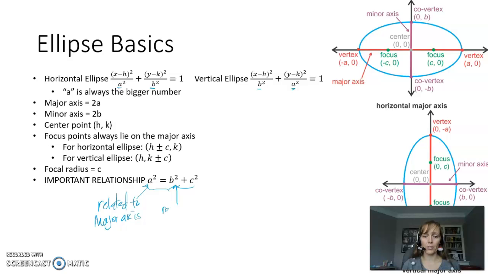The b value here is the number that's related to the minor axis. Again, the minor axis is equal to 2b, and you'll see that that is in the denominator of our equations. And then the c value here is the focal radius. Again, that has to do with where those focus points are, but this relationship is going to help us find that information when it's missing.